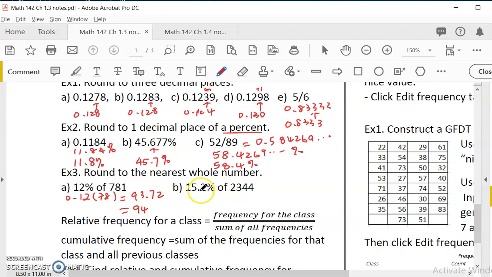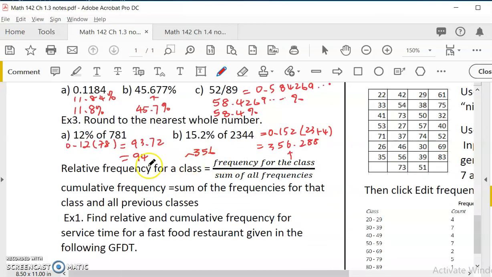What about this? 15.2% of 2344, so that is equal to 0.152 times 2344. I got 356.288. I want to round to the whole number, so I only want this number, the place of rounding. 2 is less than 5, so I only write 356. So this is the rounded whole number.